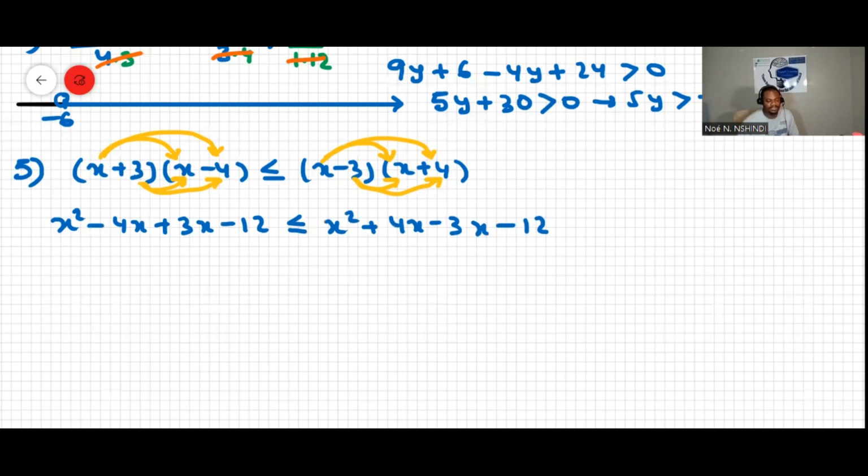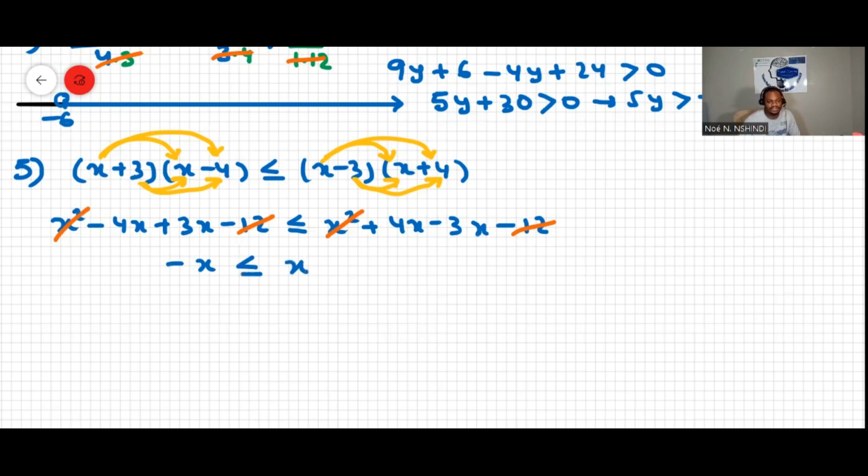Then we can simplify this x squared on both sides of the inequality, so we can cross it out. We're allowed to do that, the same quantity, because if you move the x squared to the other side, it's going to be negative x squared, and with the x squared, it will cancel out. The same also with negative 12 and negative 12 there. Now, if I move over here, that makes negative 1x, or negative x, less than or equal to, there it's 1x.